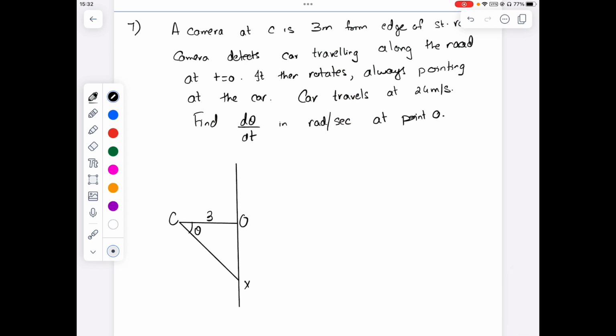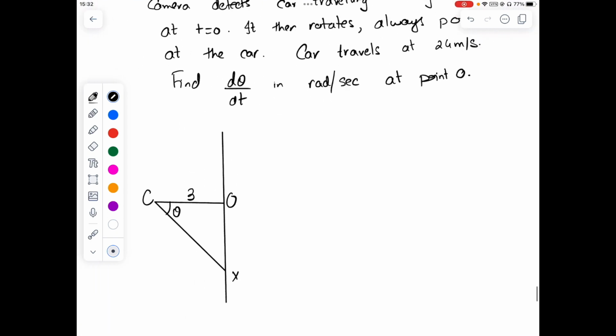Coming to the next question: a camera at C is 3 meters from the edge of a straight road. The camera detects a car traveling along the road at t equals 0. It then rotates, always pointing at the car. The car travels at a speed of 24 meters per second. Find d theta by dt in radians per second at a point O when the car reaches point O.